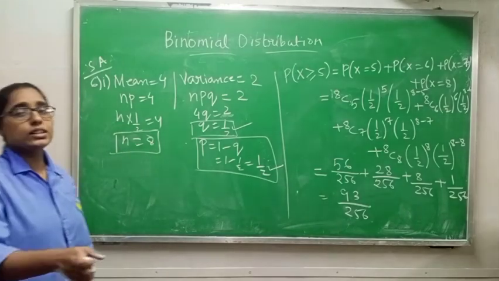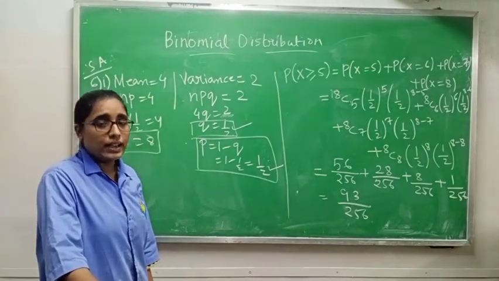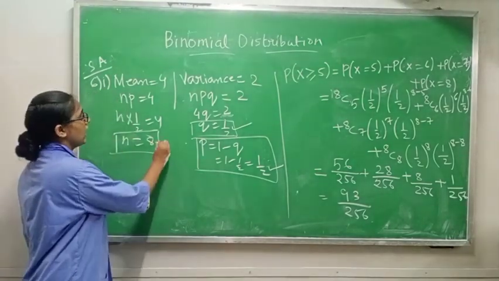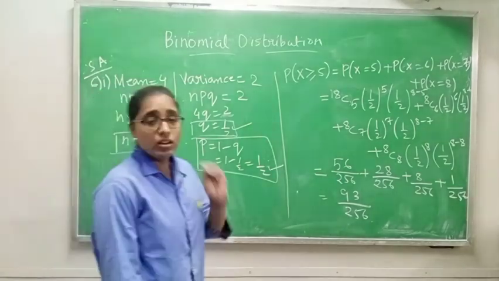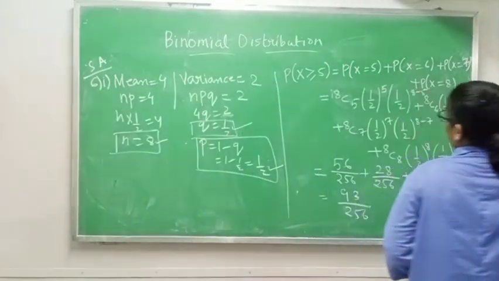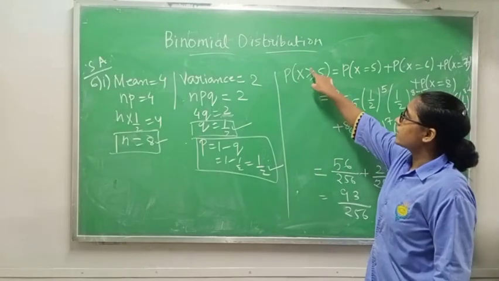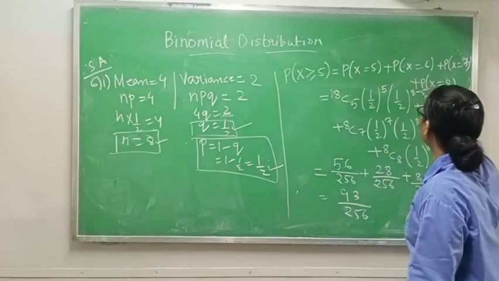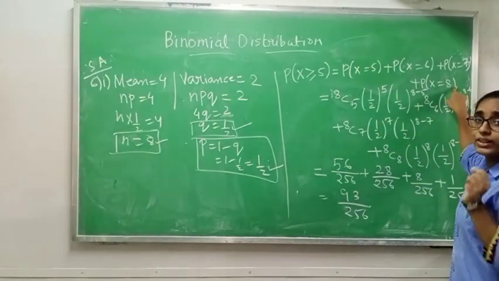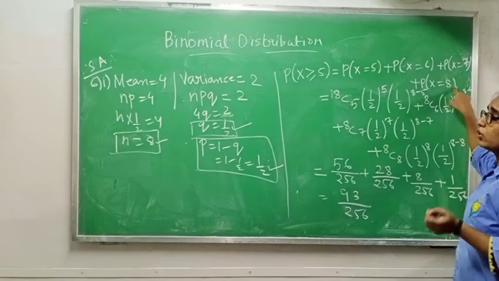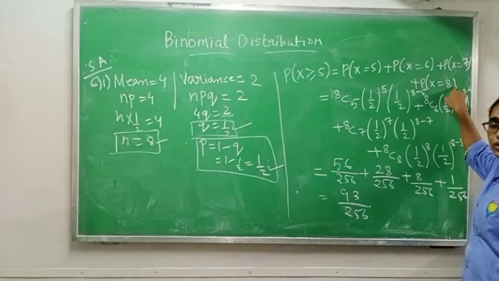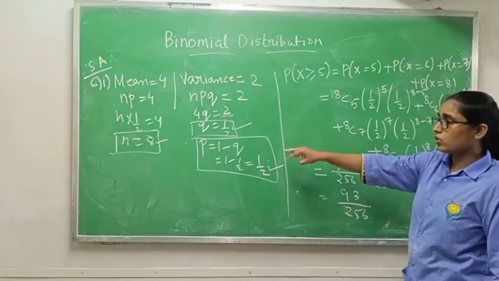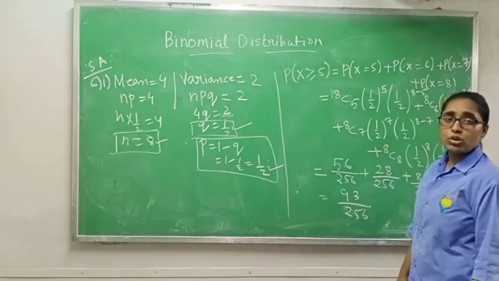Means how many trials are there? 8 trials. That is why I will start from 5 and I will go up to 8. And for this reason I have to find n to solve the question. n, p, q we have to find. Now it is given P(x is greater than or equal to 5). It means that we will start from 5 and we will go up to 8, because n value is 8. If it is 6, we will go up to 6. If it is 7, we will go up to 7. Like this it can change according to our question and what we find in place of n.